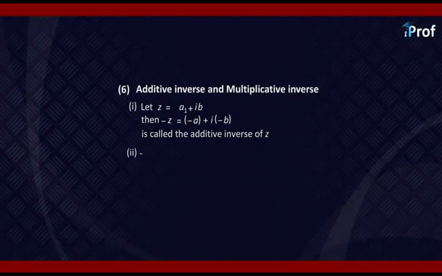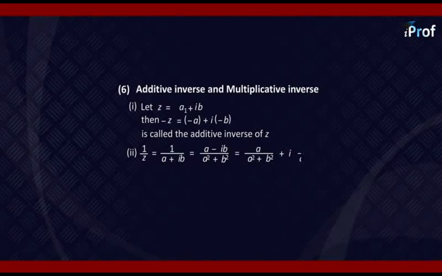Second, 1 by Z, which is equal to 1 upon A plus iota B, which can be rationalized, that is A minus iota B upon A square plus B square equals A upon A square plus B square plus iota times minus B upon A square plus B square, is called the multiplicative inverse of Z.